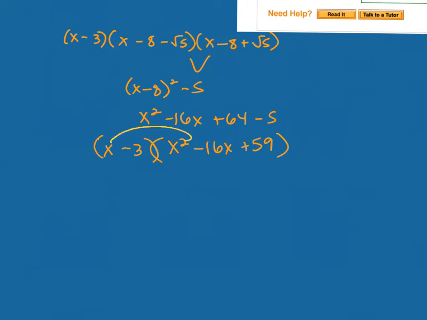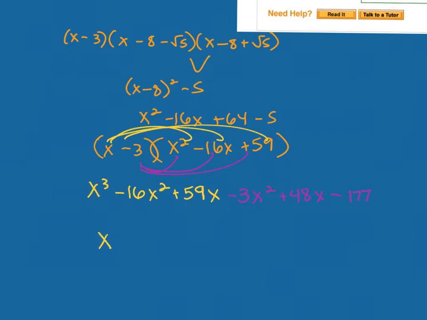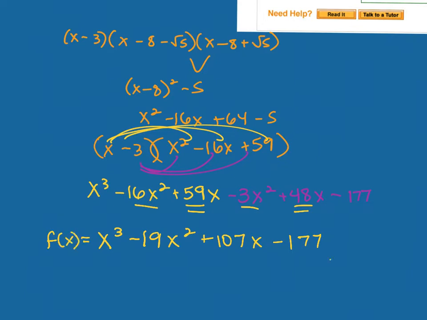So then I distribute the x to each of the terms. In the next one, I get x to the third minus 16x squared plus 59x. And then I distribute the negative 3 to all of them. Negative 3x squared plus 48x minus 177. And I get x to the third minus 19x squared plus 107x minus 177 equals f of x.